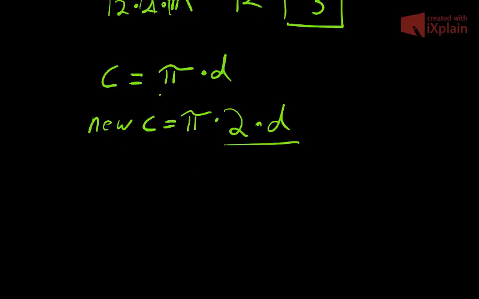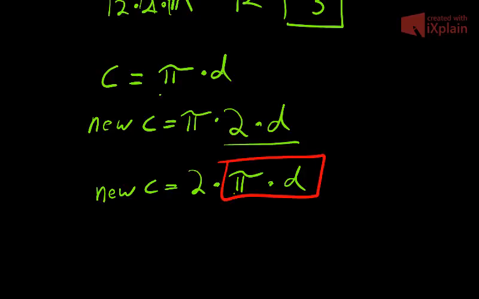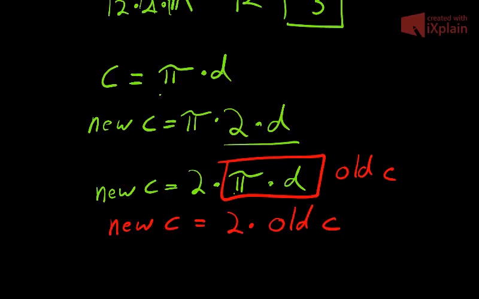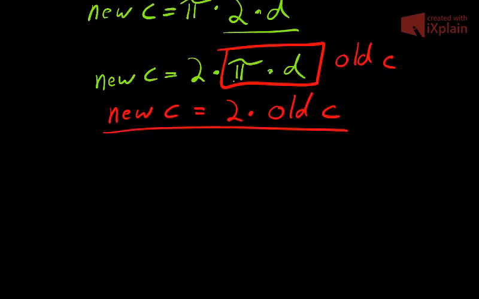What I end up finding is that the new circumference is equal to 2 times pi times d, but pi times d was my old circumference, so my new circumference is equal to 2 times my old circumference, and that's going to be the answer. If you double the diameter of a circle, you also double its circumference.